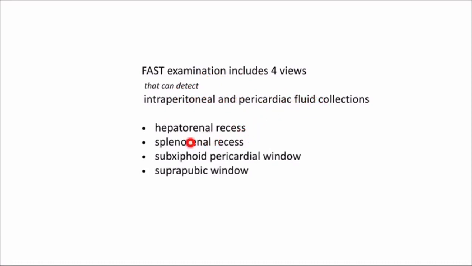So as we have discussed in the schematic diagram, the hepatorenal recess or Morrison's pouch is evaluated in the right upper quadrant. Splenorenal recess or Koller's recess is evaluated in the left upper quadrant. Subxiphoid pericardial window evaluates the four-chamber view of the heart and the pericardium. And the suprapubic window, which is the scan in the pelvis, evaluates the retrovesical pouch in the male and the cul-de-sac or pouch of Douglas in the female.